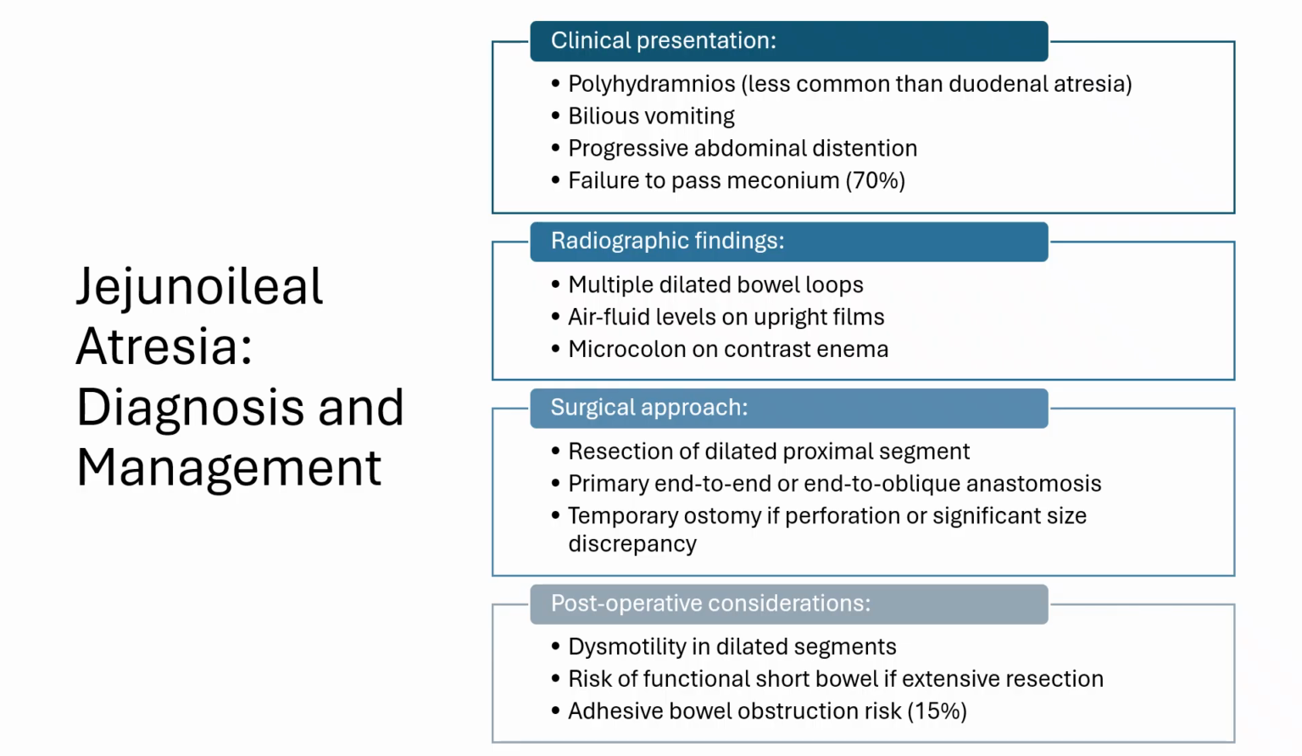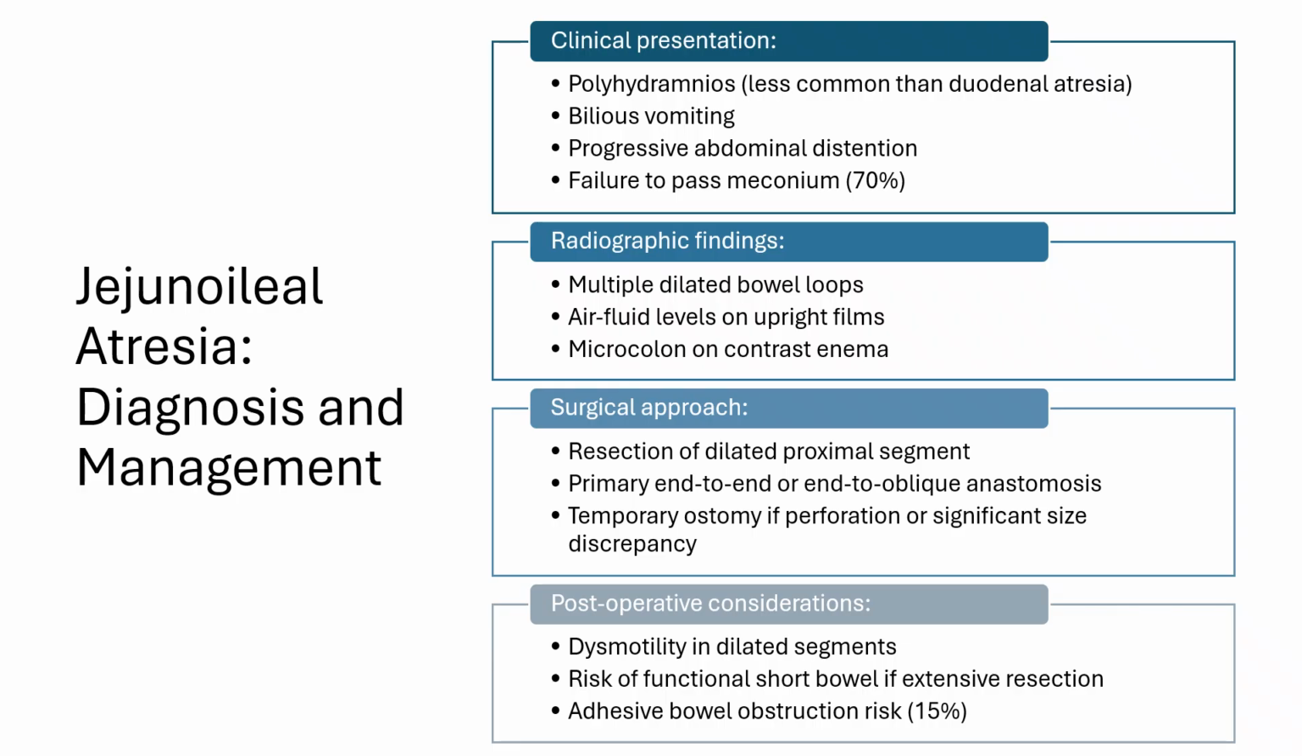Progressive abdominal distension follows a characteristic pattern. The more distal the atresia, the greater the number of bowel loops that become dilated proximal to the obstruction. Radiographic evaluation reveals multiple dilated bowel loops with air fluid levels visible on upright films. When the atresia involves proximal jejunum, the classic triple bubble sign appears, representing dilated stomach, duodenum, and proximal jejunal segments. However, the diagnostic gold standard remains the contrast enema, which demonstrates microcolon, the characteristically small, unused colon that results from lack of luminal contents passing through during fetal development. The contrast material cannot reflux proximally beyond the atretic segment, confirming the diagnosis.